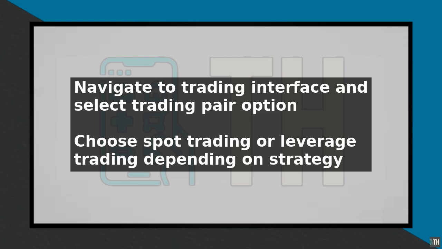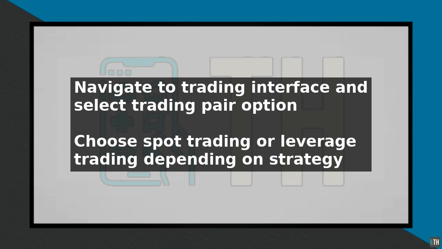Enter the amount of the asset you want to buy and confirm the transaction. Your long position will be opened, and you can monitor the price movement of the asset in your account. To close the long position, you need to sell the asset.